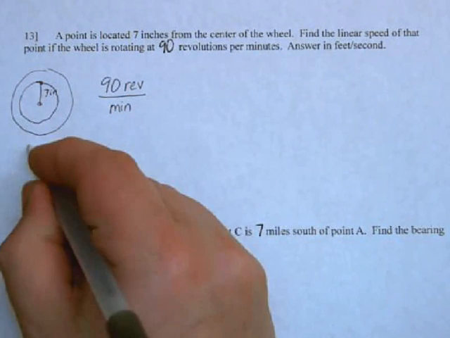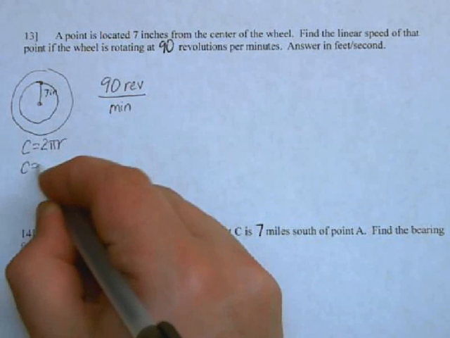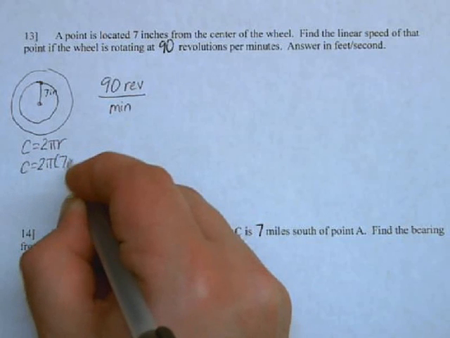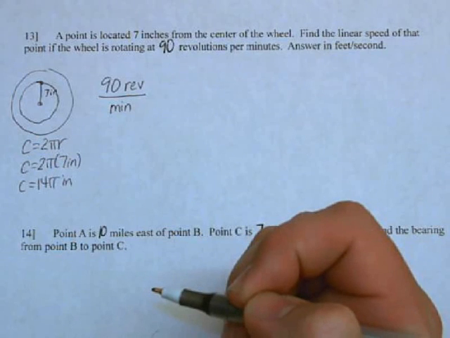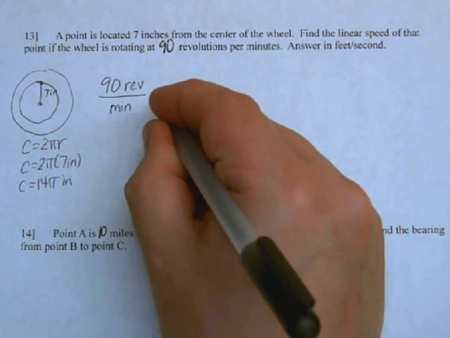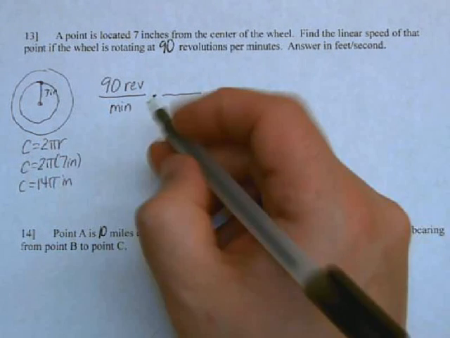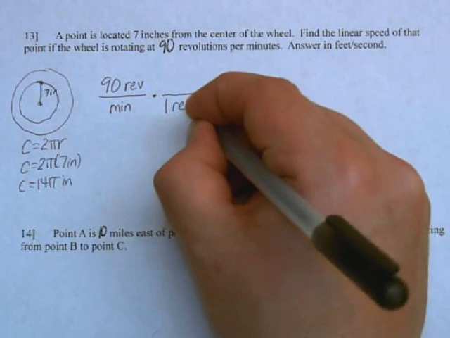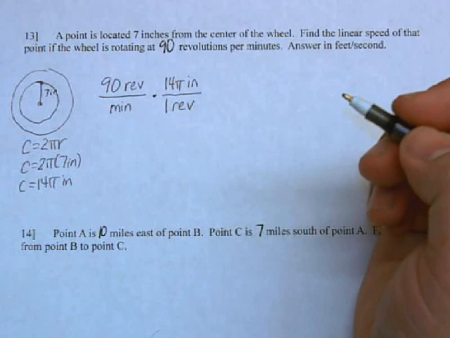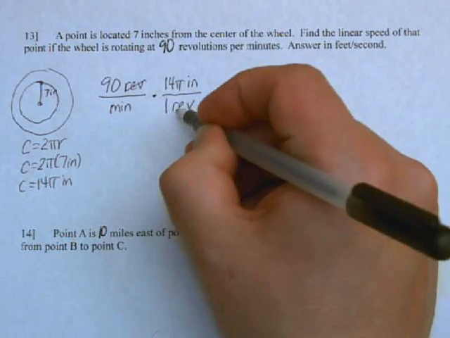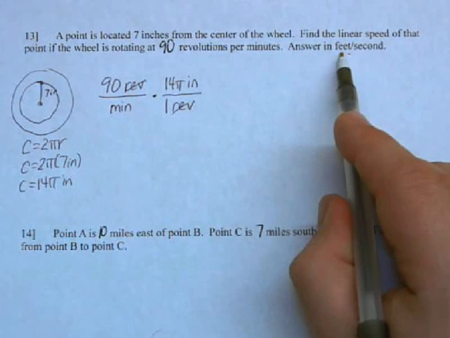The circumference of a circle is 2 pi times the radius. So 2 pi times 7 inches is 14 pi inches. So one revolution is 14 pi inches. Since I'm trying to cancel out the revolutions unit, I'm going to put the 1 revolution on the bottom, and I'll put the 14 pi inches on the top. So now our answer is in inches per minute, but it wants us to put it in feet per second.